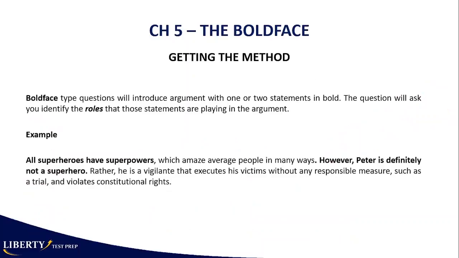So let's see this one. Read this argument here. I'll give you 20 seconds. Even better, I'm going to read it with you, and then we're going to go over the 5 steps. All superheroes have superpowers, which amaze average people in many ways. However, Peter is definitely not a superhero. Rather, he's a vigilante that executes his victims without any responsible measure, such as a trial, and violates constitutional rights. So Peter is like a vigilante. He executes the victims directly. He doesn't believe in the law, let's say that.